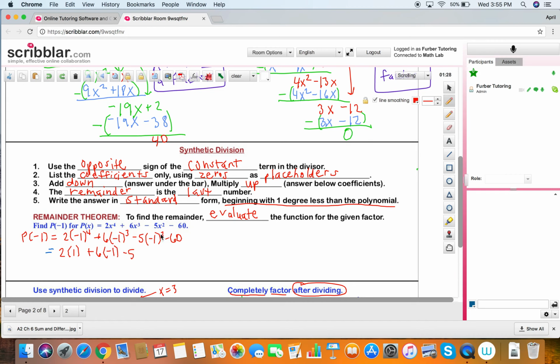So this one's going to be plus 6 times -1. Then I have -5, and then I have to square this. -1 squared is going to make them cancel. It'll be a +1. And then I got the -60, which doesn't have an x. So at this point, all I have to do is evaluate what those values are and do the math. Okay, so I'm going to do that.